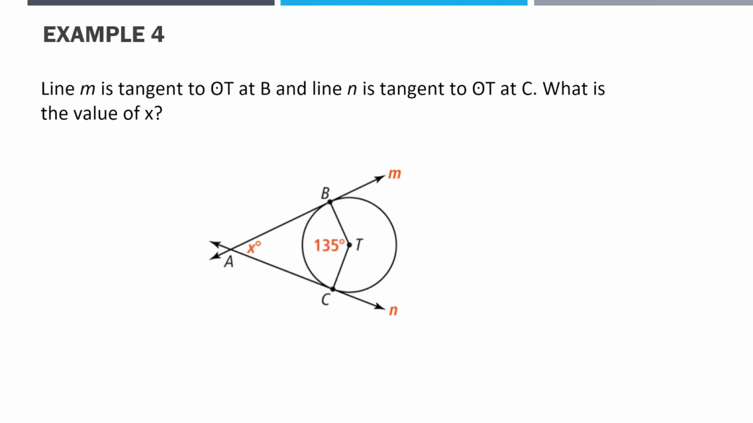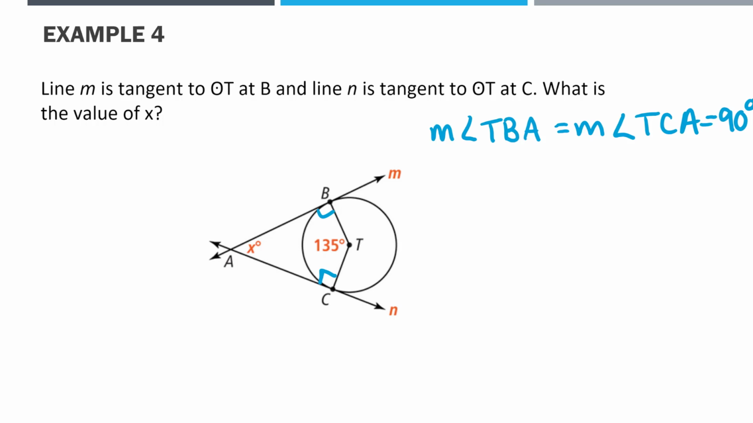In example 4, we're told that line M is tangent to the circle with center T at B. Line N is also tangent at C. What is the value of x? Well, if M and N are both tangent, then we know that the measure of angle TBA is equivalent to the measure of angle TCA, and they both have to be 90 degrees because they're tangent.